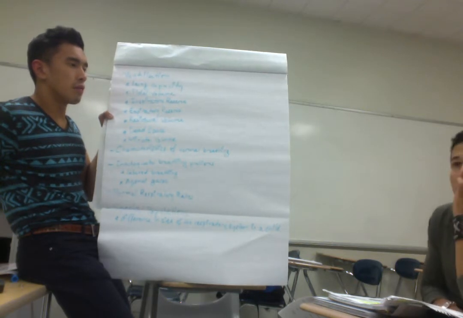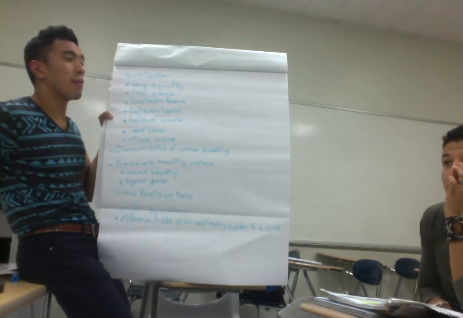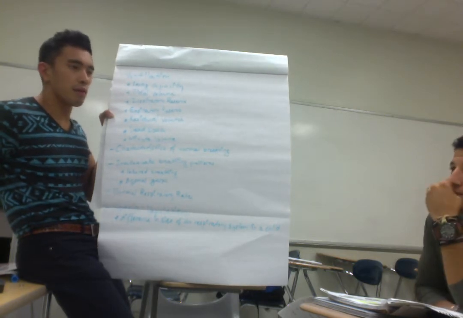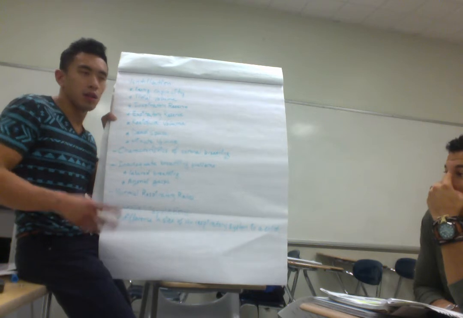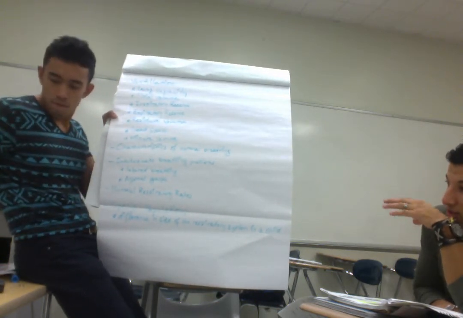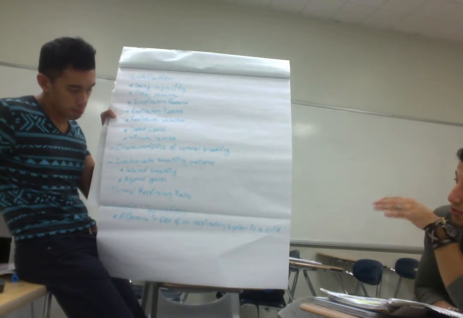Breaths per minute. You gotta remember those numbers: 25 to 50 breaths per minute. Now that we know the rates of breathing, let's look at the characteristics of normal breathing.